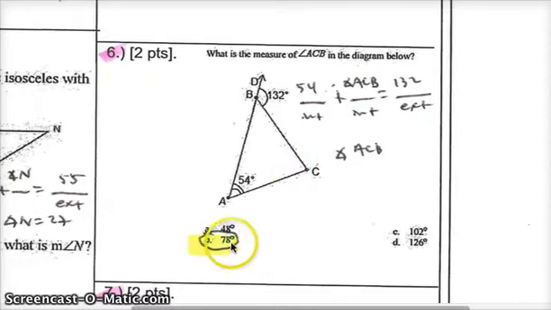Using the exterior angles theorem is basically when you have a triangle and you have an extended side there. This is the exterior angle, which is 132 degrees. The 2 interior angles are called the remote interior angles, which means they're non-adjacent to the exterior angle. So that'd be 54 plus angle C. Just subtract 54 and you'll get 78.